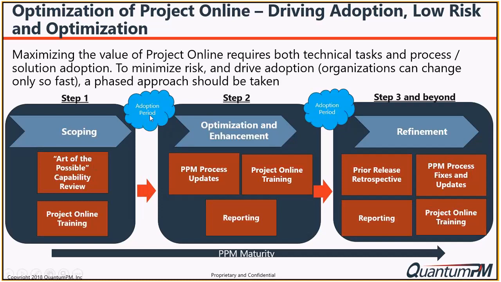There's a familiarization period, and then you'd go into the first phase, which I would call optimization and enhancement, where you would do PPM processes, probably focus on project management, have some training around it, and build some reporting. Then in subsequent sprints, you would have another period of adoption, and a prior sprint retrospective where you go back and look at the foundation. Where can you add? What additional functionality is useful and beneficial at this point? So that would be fixes and updates, additional training for the new capabilities, modifications based on prior functionality, and then reporting.